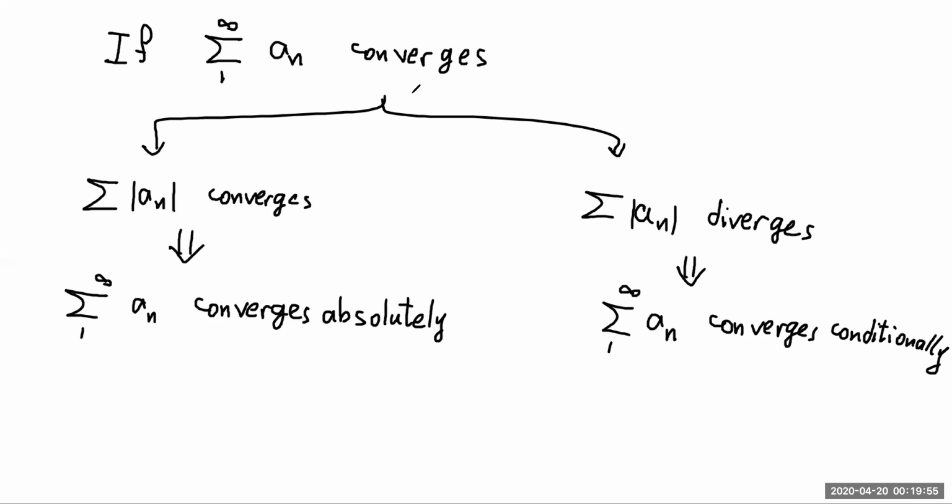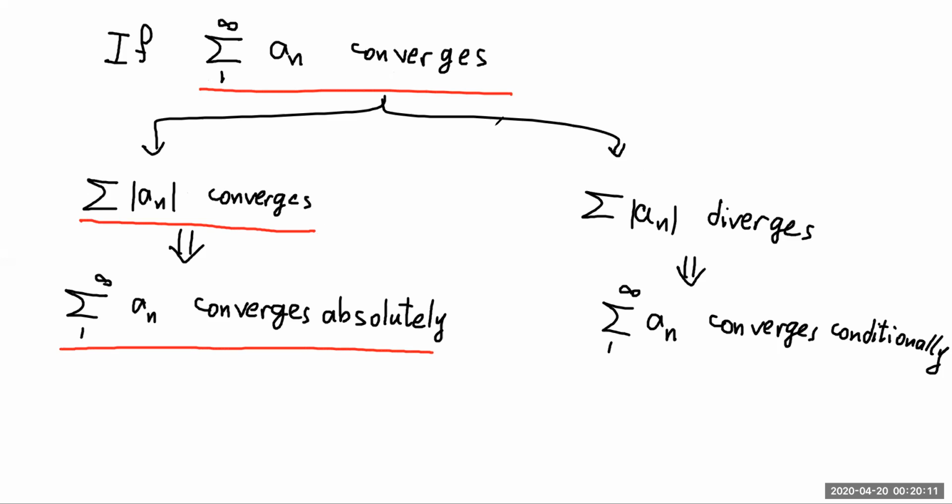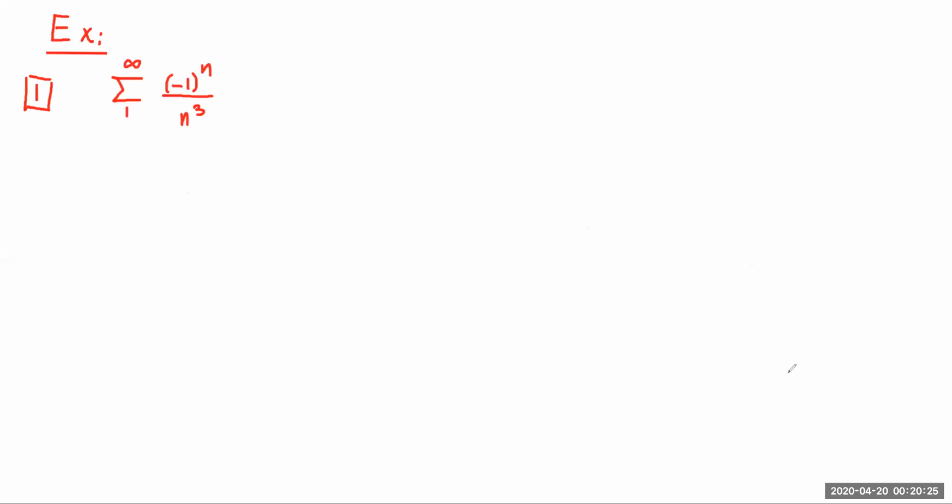So in general, if sigma AN converges, we have two cases. Case number one, that sigma absolute value of AN also converges. In this case, this sigma is called converges absolutely. Or, if this sigma converges and the sigma absolute value diverges, in this case I will say that sigma AN converges conditionally. So let's take some exercises.